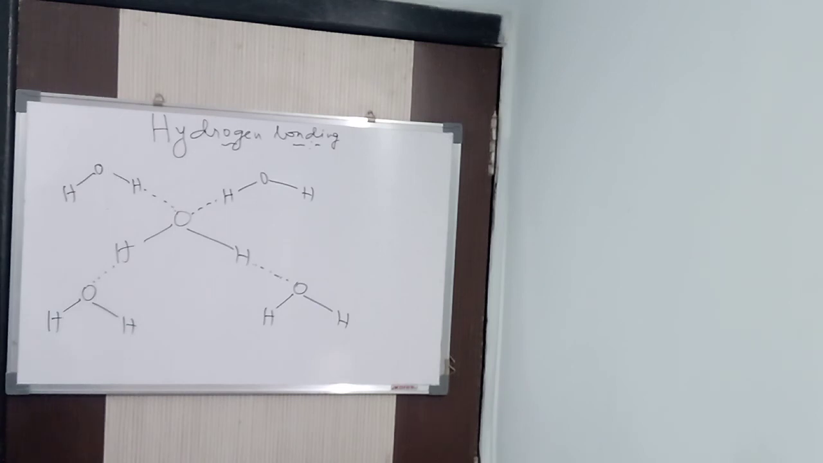So it exists between water, between water and ammonia, between HF, between ammonia, in this way, any kind. But nitrogen, oxygen, or fluorine atoms must be there, because they are small in size and highly electronegative. That condition has to be fulfilled. Okay, thank you.